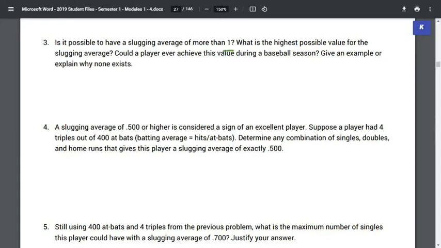So the ones that we've looked at so far, I think the highest one that we had was Barry Bonds, which was 0.863. And then it wants to know what's the highest that we could have and if a player could ever achieve this value. So is it possible to have one that is bigger than 1? It actually is. So yes, it is possible to have a slugging percentage greater than 1.